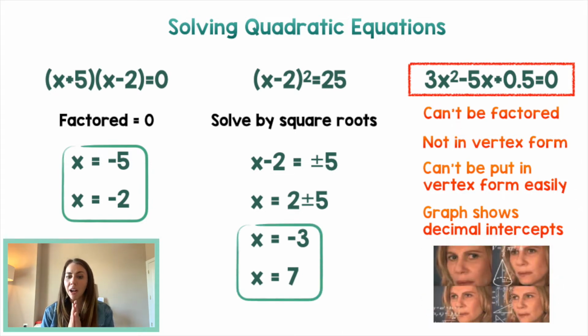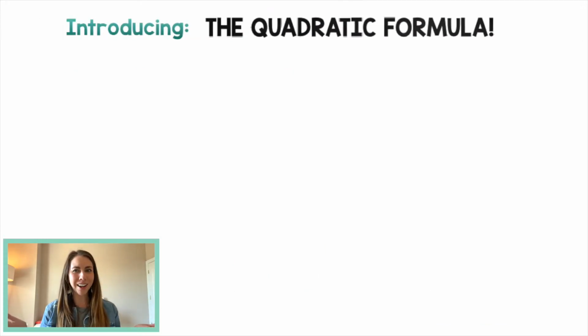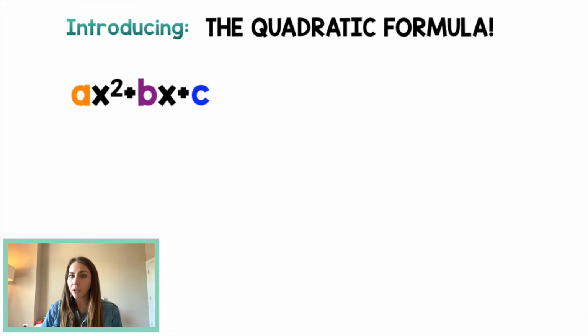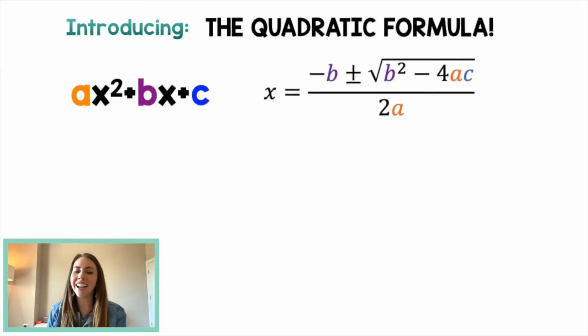You might be wondering now, how am I supposed to approach this last problem? Well, don't worry, because we have one more tool for you. We are introducing the quadratic formula. The quadratic formula can be used to solve any quadratic in standard form. You just have to be able to identify a, b, and c. So if you have your quadratic in standard form, equal to 0, and you have ax squared plus bx plus c, you're just going to plug a, b, and c into this beautiful formula. x equals -b plus or minus the square root of b squared minus 4ac, all over 2 times a. The quadratic formula.